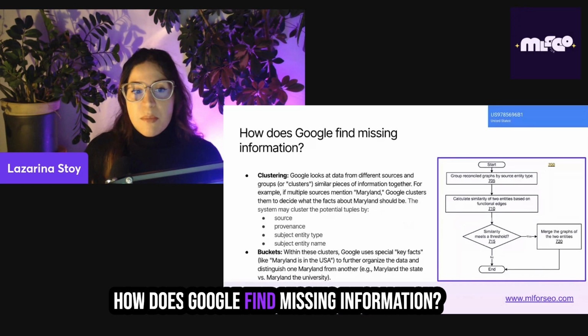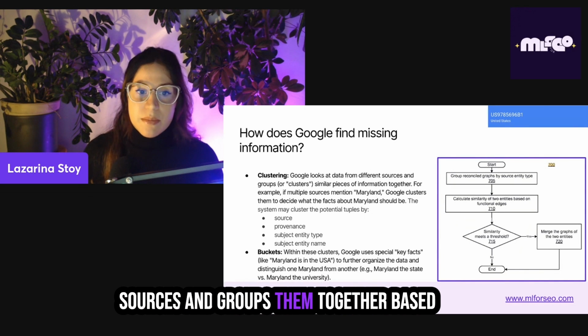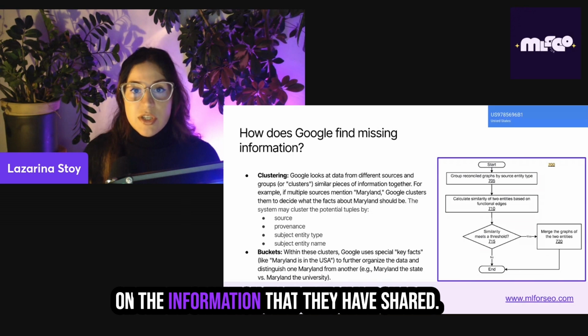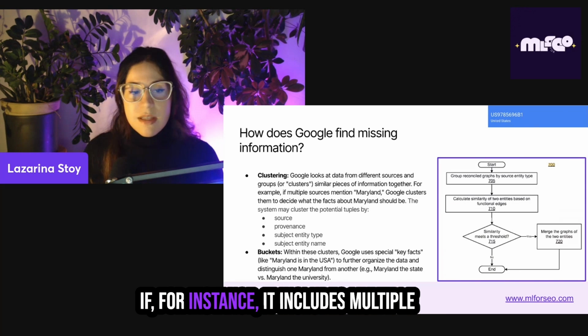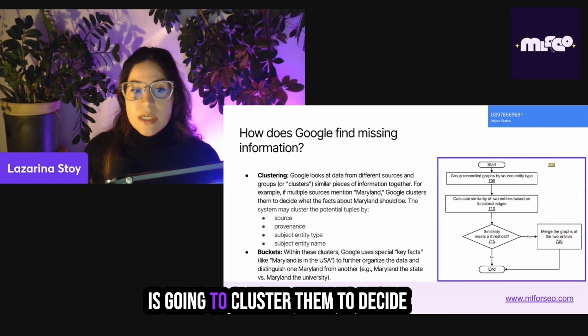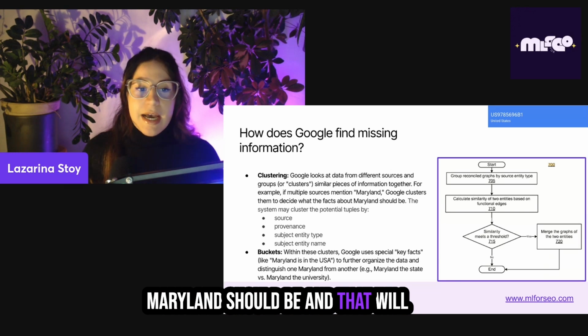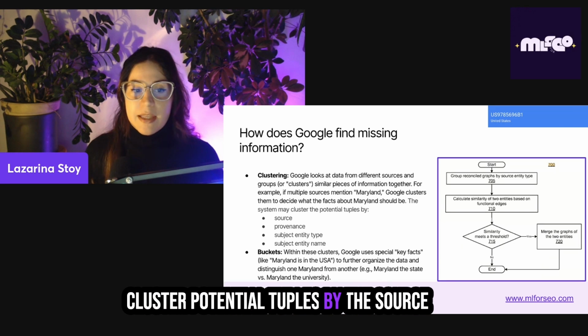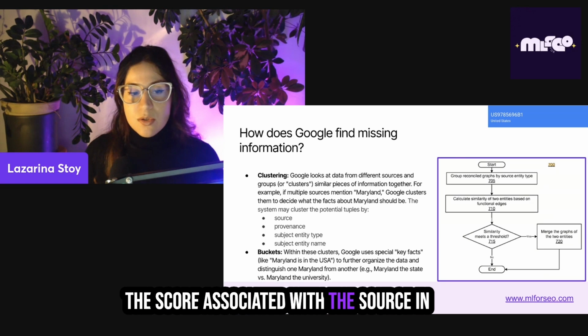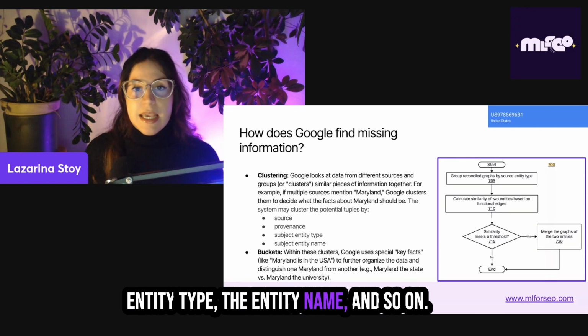How does Google find missing information? Google looks at data from different sources and groups them together based on the information that they have shared. If, for instance, it includes multiple sources that mention Maryland, Google is going to cluster them to decide what the fact about Maryland should be. And it will cluster potential tuples by the source, the score associated with the source in terms of authoritativeness, the subject entity type, the entity name, and so on.